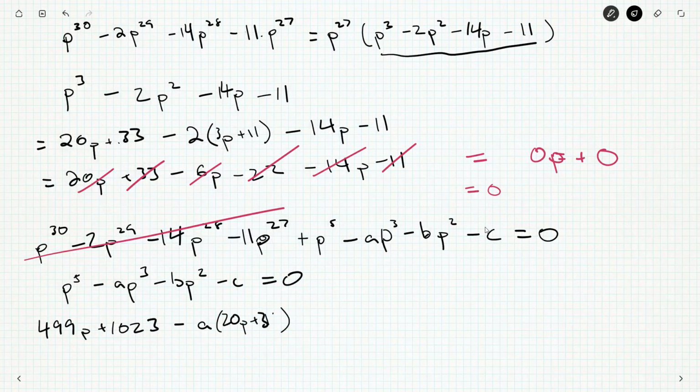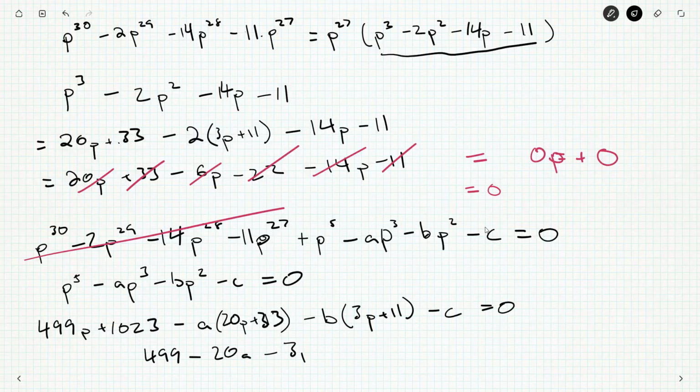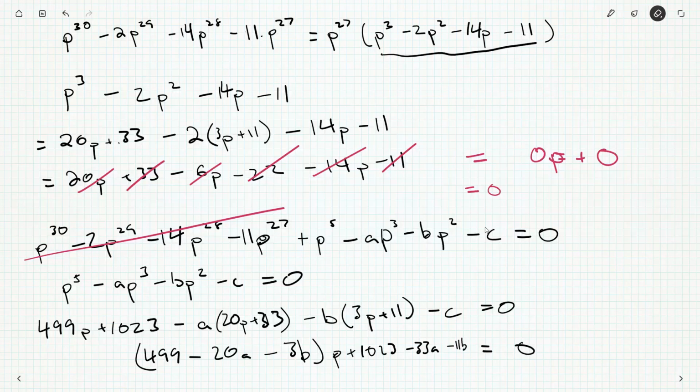20p plus 33 minus b times 3p plus 11 minus c is equal to 0. Okay, so if I group like terms, I have 499 minus 20a minus 3b, p is equal to 0. And 1023 minus 33a minus 11b minus c is equal to 0. Okay. So this has to be true.